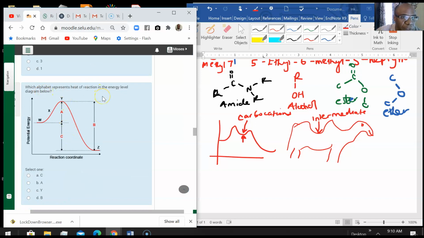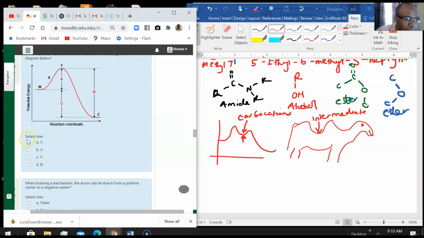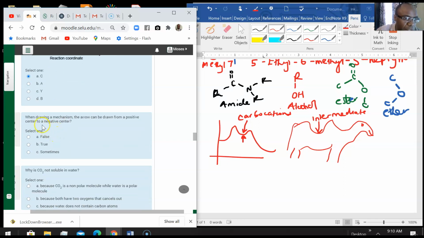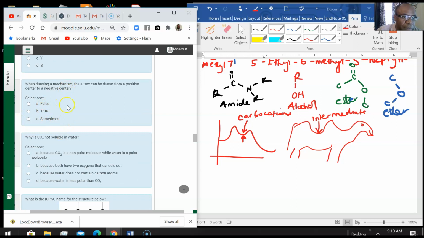Which letter represents heat of reaction? It's going to be C. The difference in potential energy between the reactants W and the products Z is the heat of reaction. When drawing a mechanism, the arrow can be drawn from a positive center to a negative. I said already when we started that you start from a negative to the side where there's less electrons. So this is false. You don't start an arrow from positive to negative, it's the other way around.